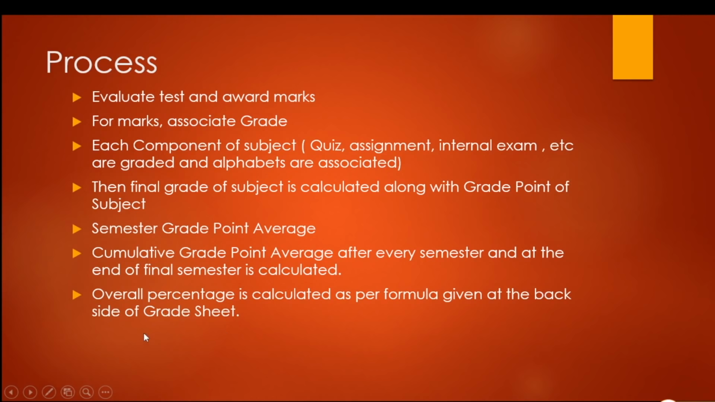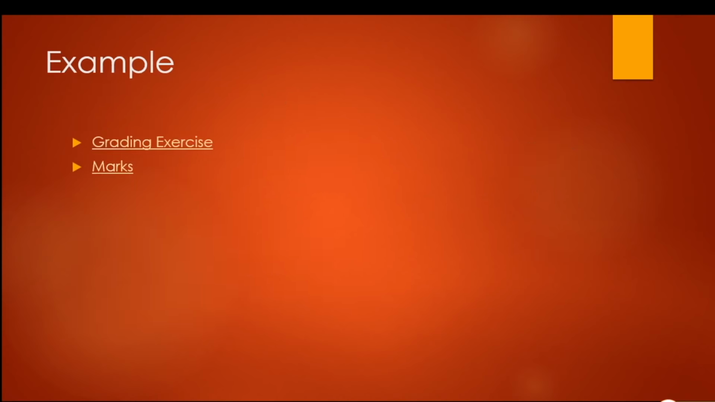So whenever the university is giving a grade sheet, all things are printed at the back side of how we are going to read the grades, what does each grade indicate as far as percentage is concerned, and how the percentage has to be calculated using a particular formula that is given at the back side of the grade sheet.